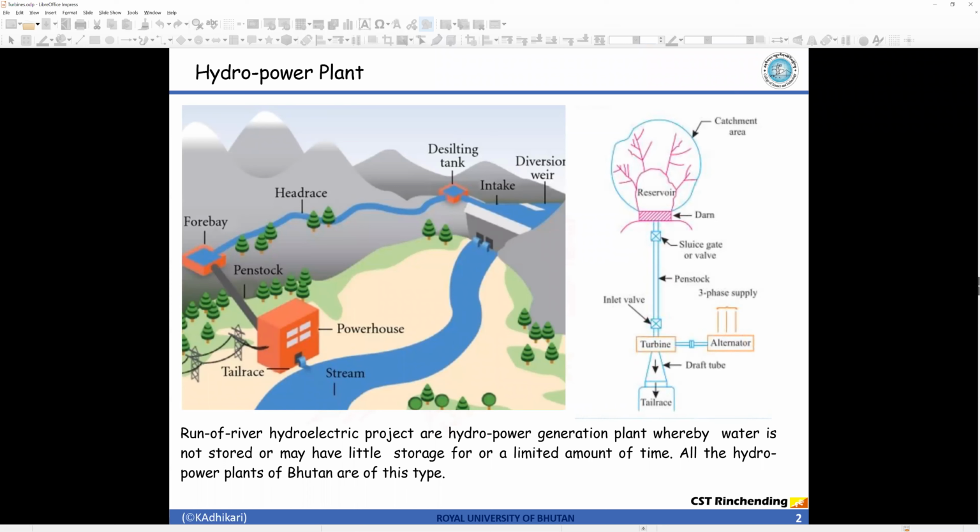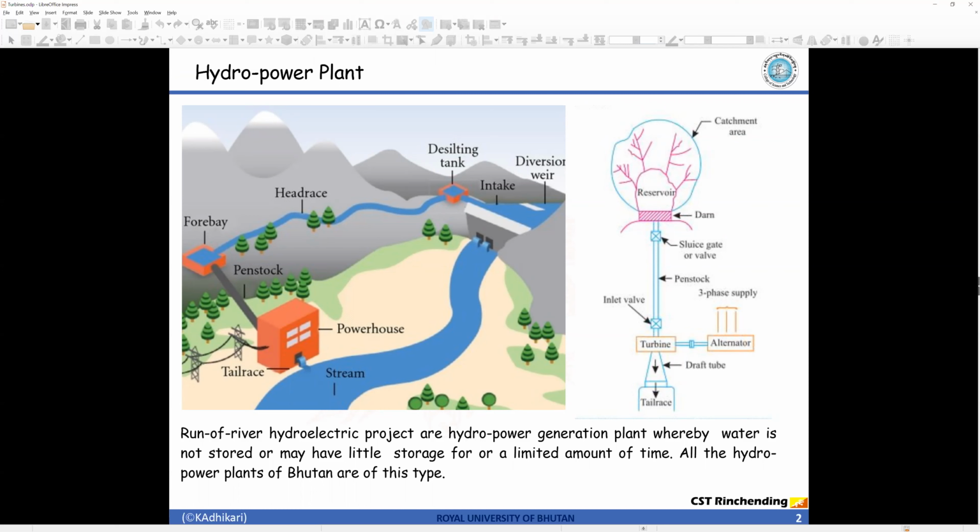Now you must be aware what is a hydropower plant, right? From where we produce hydropower energy. In Bhutan we have plenty of hydropower plants. If I give you an example: Tala hydropower plant, Chuka hydropower plant, Mangdechu hydropower plant, Dagachu hydropower plant, these are all hydropower plants. We harness the potential energy of water and convert it into electric energy with the help of a turbine. So that is what we are going to study today.